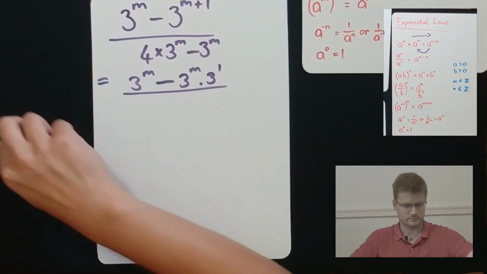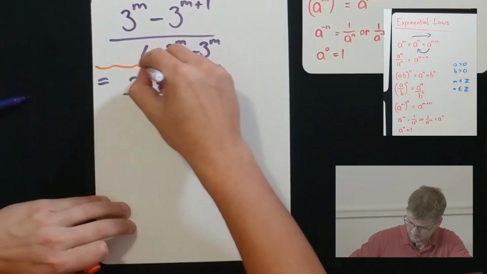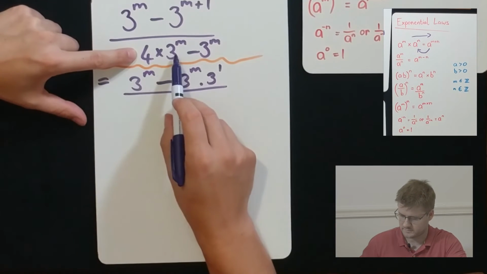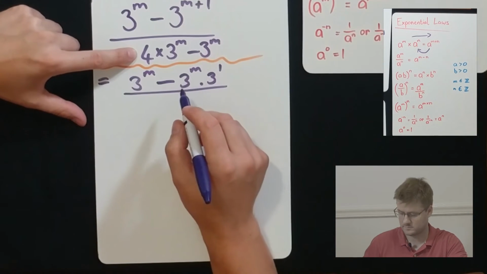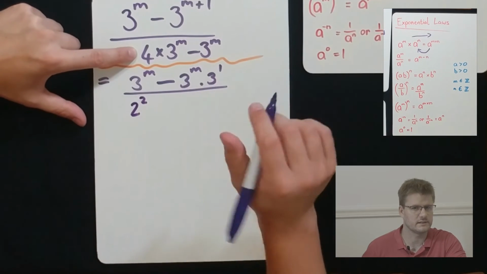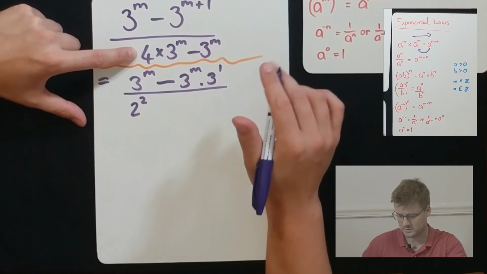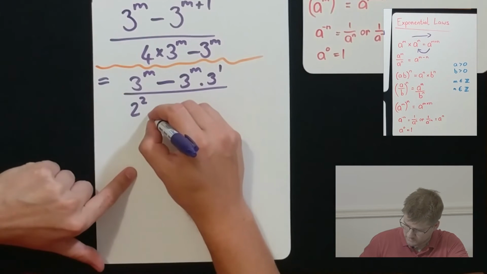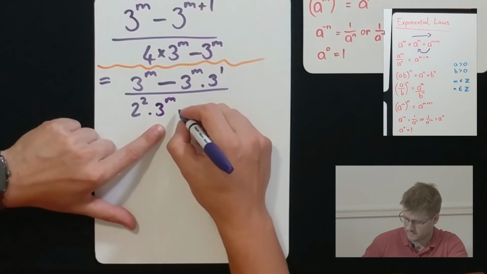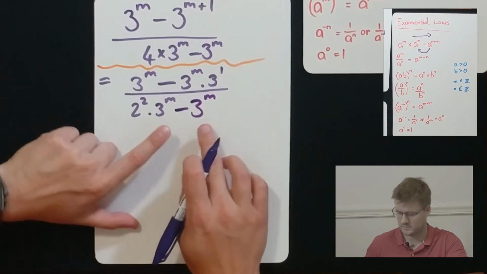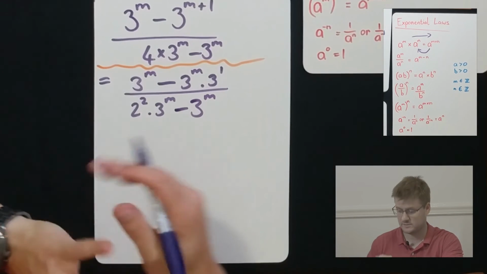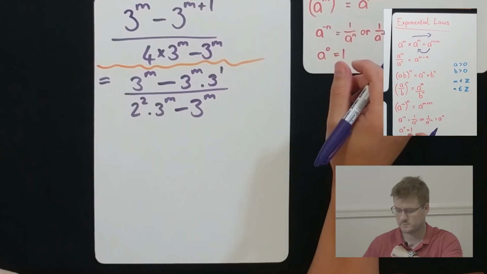At the bottom, we have 4 times 3 to the m minus 3 to the m. So I'm going to take that 4 and change it to 2 squared, just for the sake of sticking with the bases being prime numbers. Then we're multiplying that with 3 to the m. I cannot manipulate that at all. And we subtract 3 to the m. I cannot manipulate that either. So I've changed the bases to prime values. I've separated exponents that have pluses or minuses.